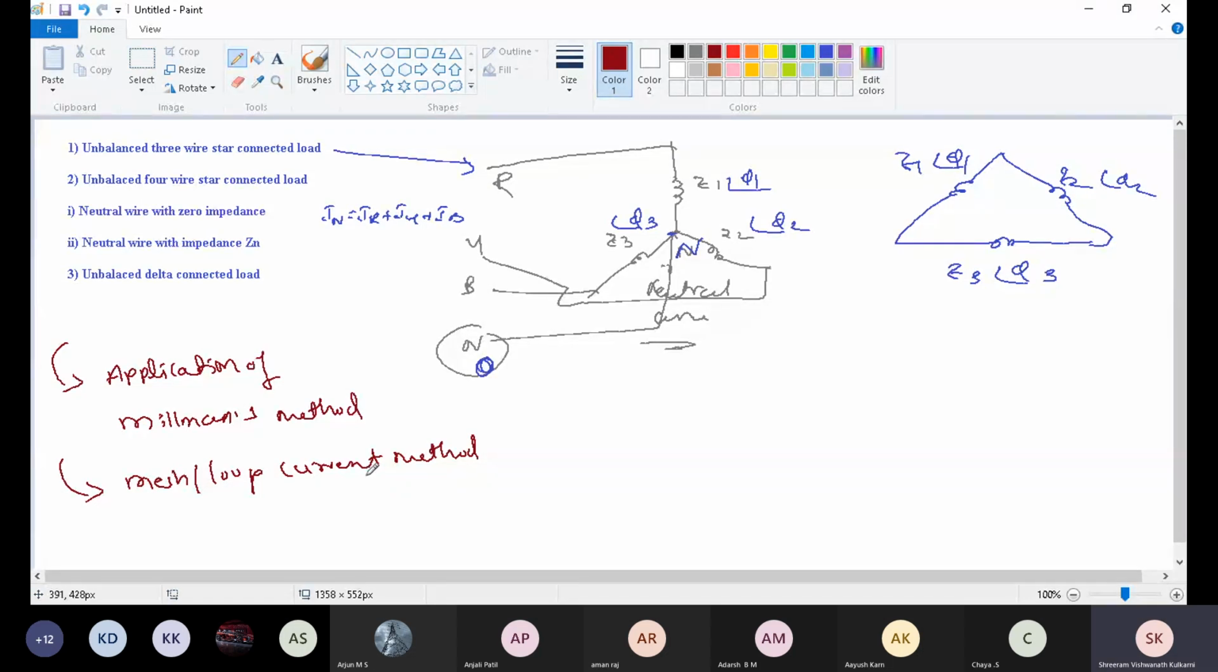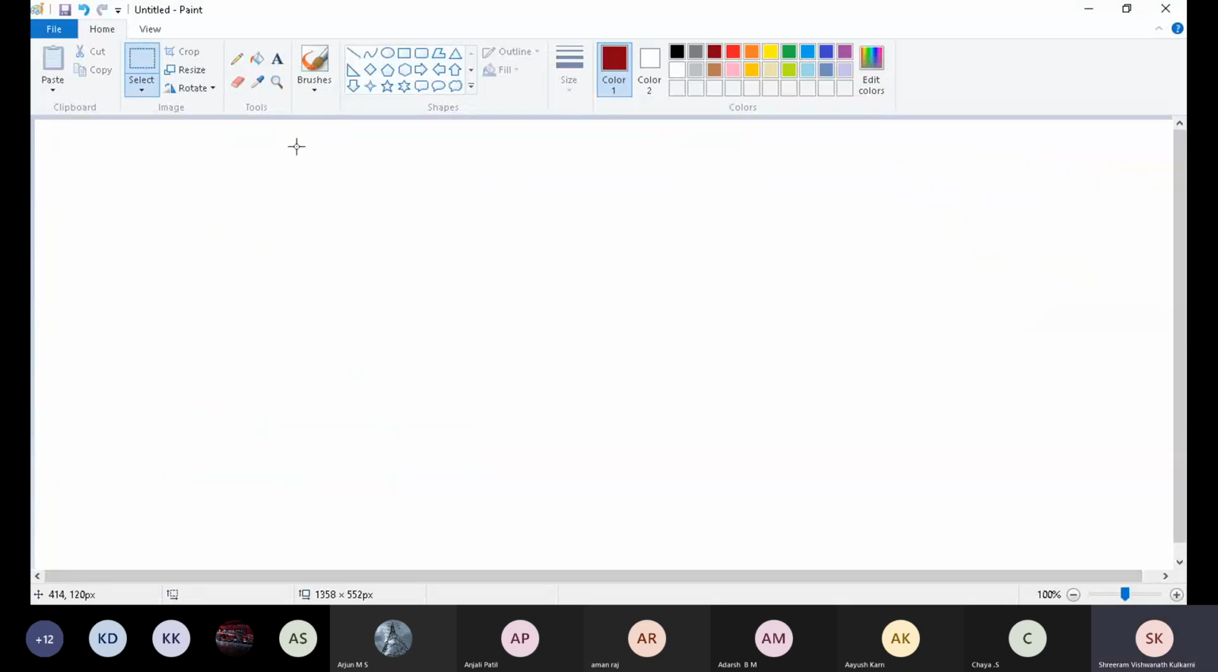Okay, we will first see the theory behind these two methods. We already know Millman's theorem. Tell me, what does Millman's theorem state? If there are n voltage sources with internal resistance connected in parallel, then these voltage sources can be replaced by a single voltage source. Yes, correct.